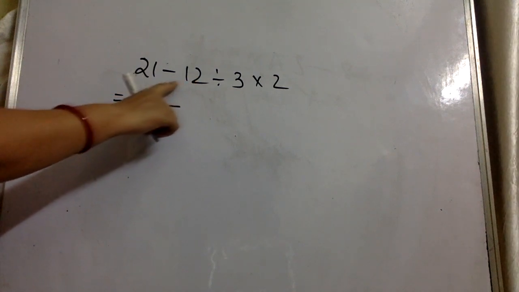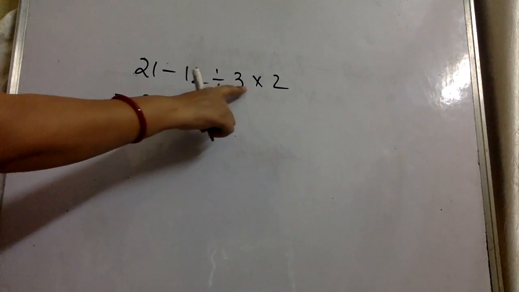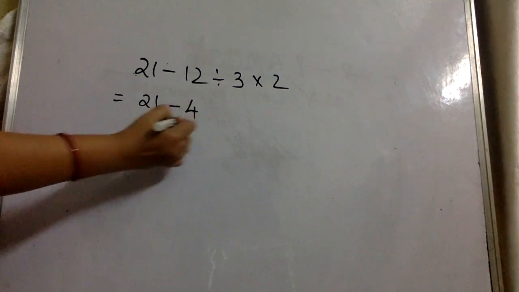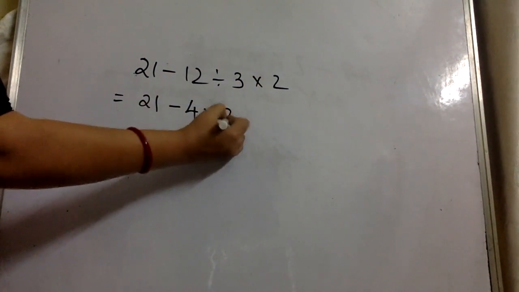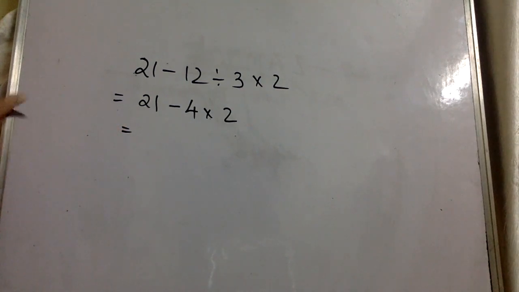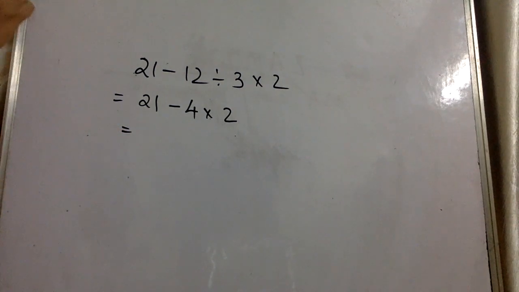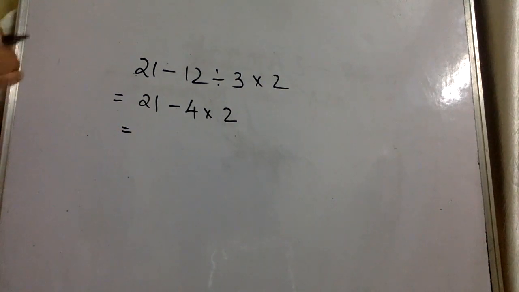Minus 12, basically what we are doing is minus 12 divided by 3, that is a minus 4. That's why I copied the minus. Okay, and copy down the into 2. So I have worked on one operation, that is the division. Now let me think again.